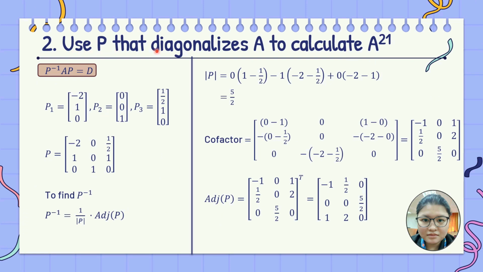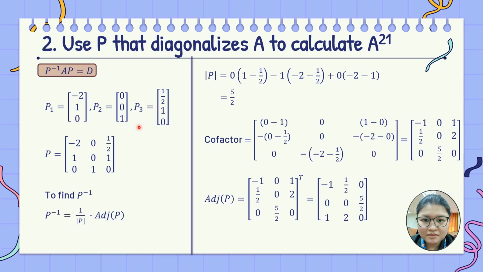Use P that diagonalizes A to calculate A power of 21. A square matrix A is called diagonalizable if there is an invertible matrix P such that P inverse A P is a diagonal matrix. Then the matrix P is said to diagonalize A. To form the matrix P, we need to use the linearly independent eigenvectors of A, which are P1, P2, and P3 from a previous question.